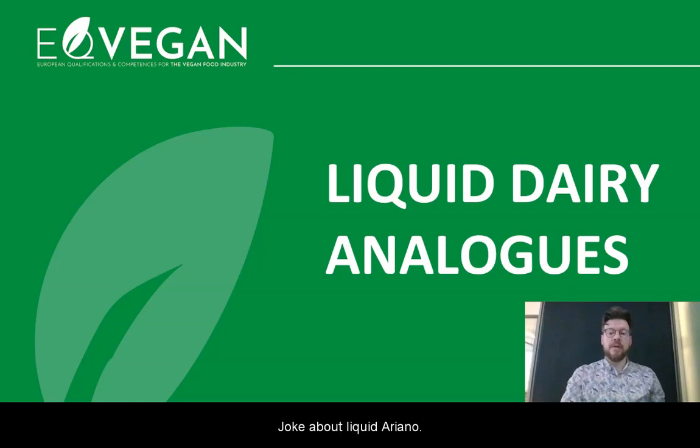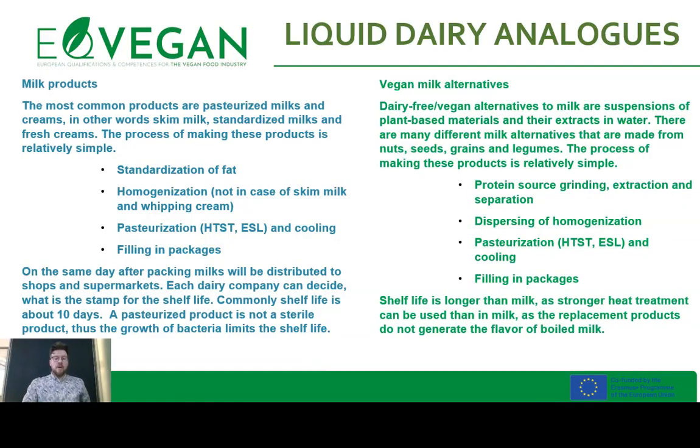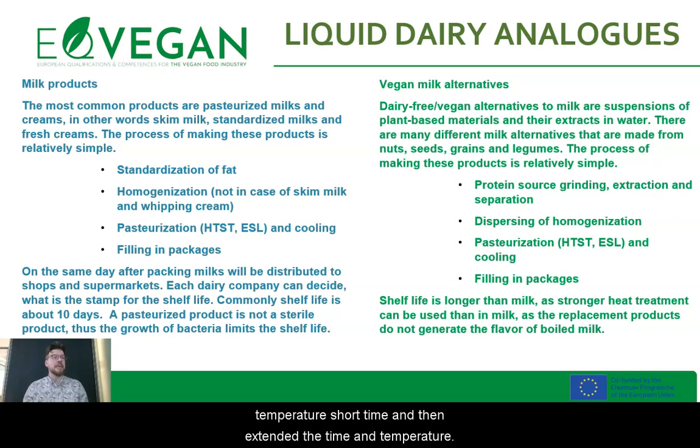So, about liquid dairy analogues. Most of the dairy products we have on the shelves in the stores are liquid, so milk, either skimmed or semi-skimmed or whole milk, and these are usually pasteurized, standardized, and homogenized. They all have some sort of heat treatment. For example, in milk's case, there are two main ways: high temperature, short time, and then extended shelf life, where both the time and the temperature might be a bit bigger, longer.